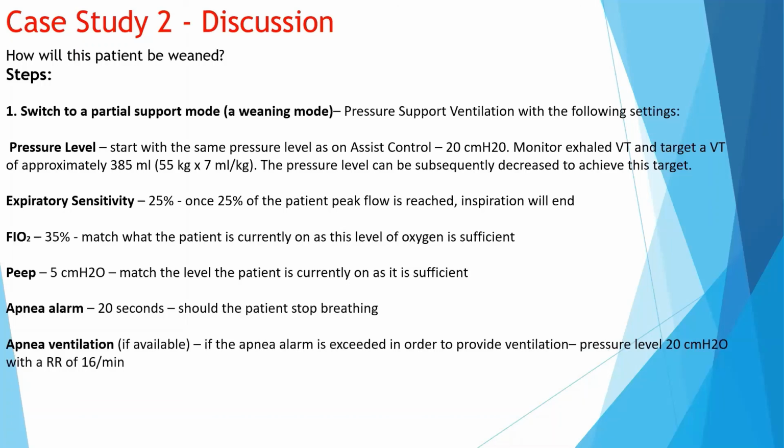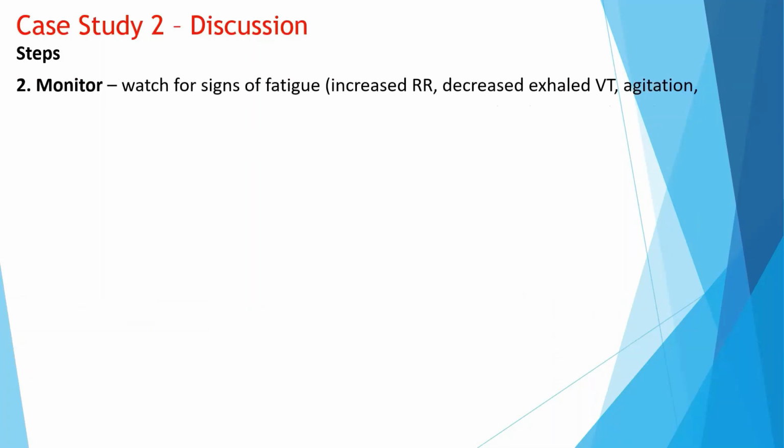Likely there's an apnea ventilation that needs to be set. In other words, if the apnea alarm is exceeded, the machine will switch to a ventilation mode that provides a set rate. So the pressure level of 20 with a rate of 16 would be fine for this. And of course, all the alarms have to be set according to the monitor data and settings. So that would be switching a mode and changing the mode parameters or settings.